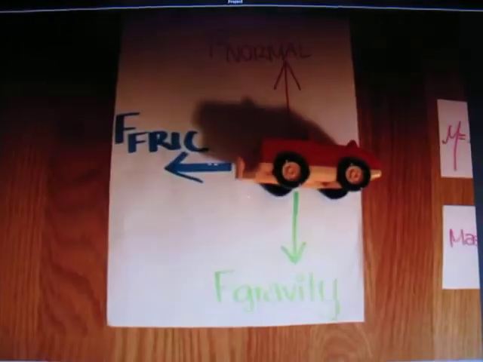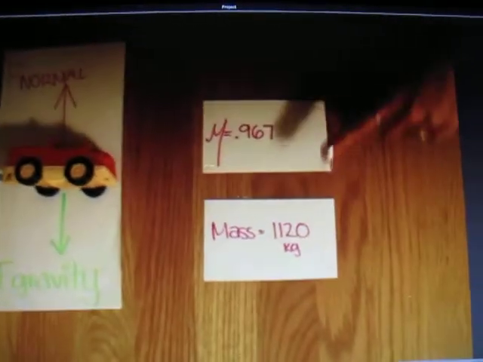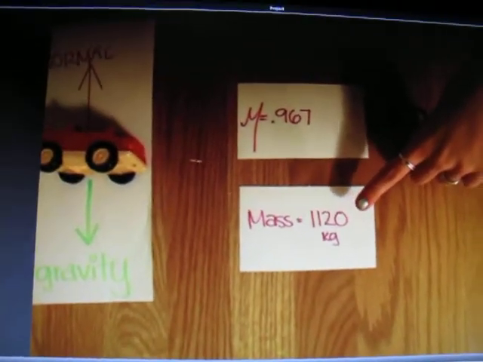And because the car is moving this way, the force of friction is the opposite way, or to the left, and the force of friction is the force that is stopping the car. The information we are given is mu equals 0.967 and the mass equals 1,120 kilograms.